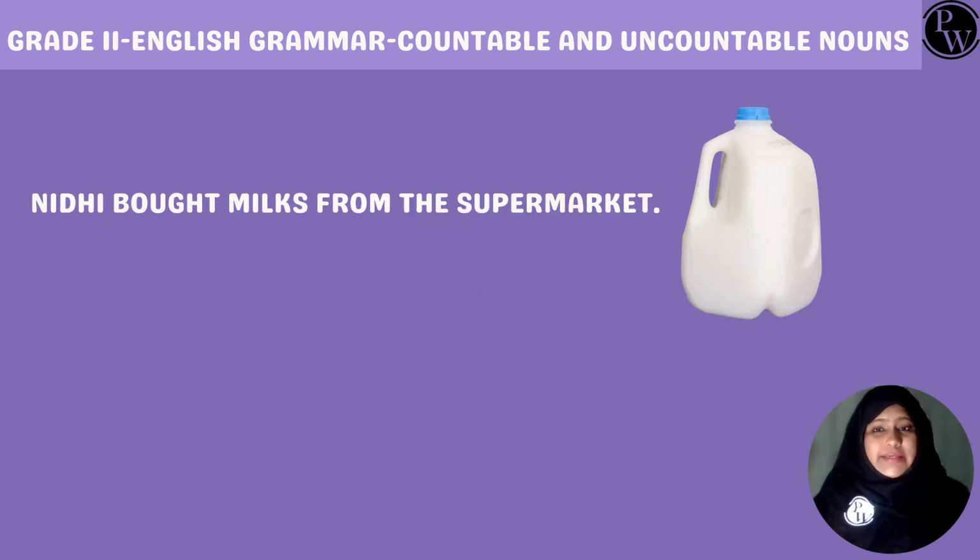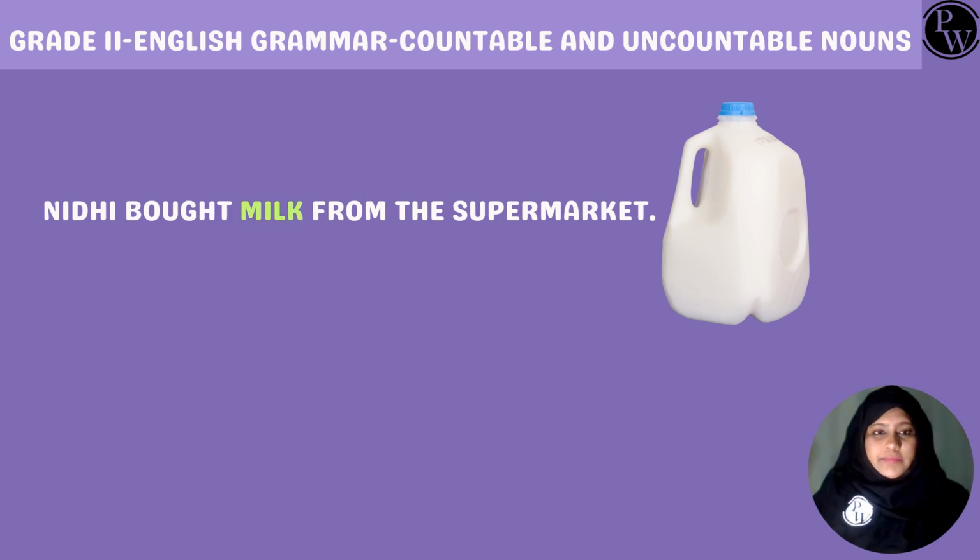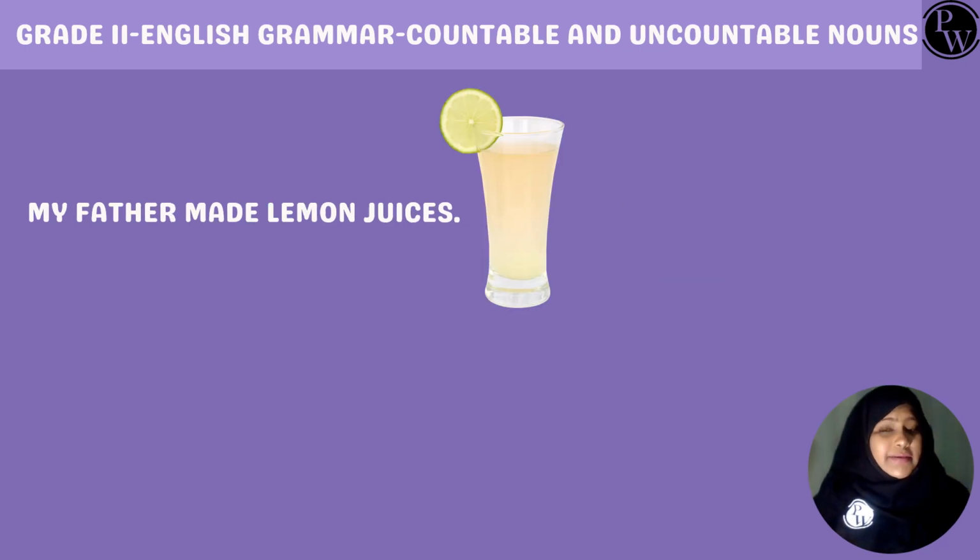Nidhi bought milks from the supermarket. Does something seem off to you in this sentence? Let's figure it out together. You got it right. The answer is Nidhi bought milk from the supermarket. We don't add an S to milk because it's something we can't count individually. Awesome job. Let's read another sentence.